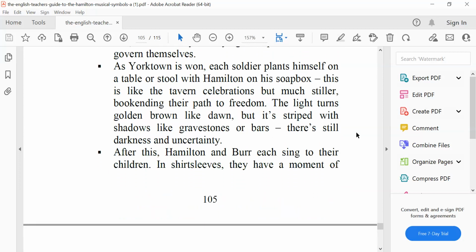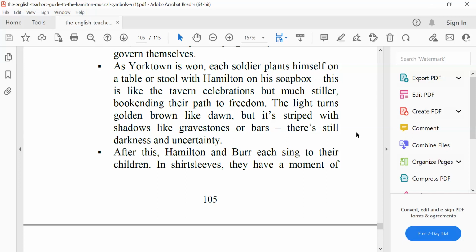Yorktown, everyone is standing on a table or a stool, and Hamilton's on his soapbox. Looks kind of like the tavern celebrations with Hamilton's speech, but they're quieter. They're very motionless, as emphasized by the fact that they're standing on something. They really can't move around that way.